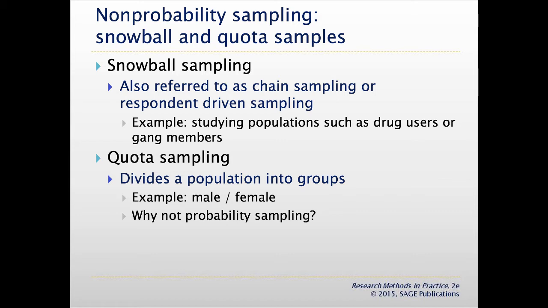So unlike the others, quota sampling is widely used in quantitative research. It is an attempt to make a sample representative of a population, but it is not a probability sample because once you're within each of those groups, you just take any comers.